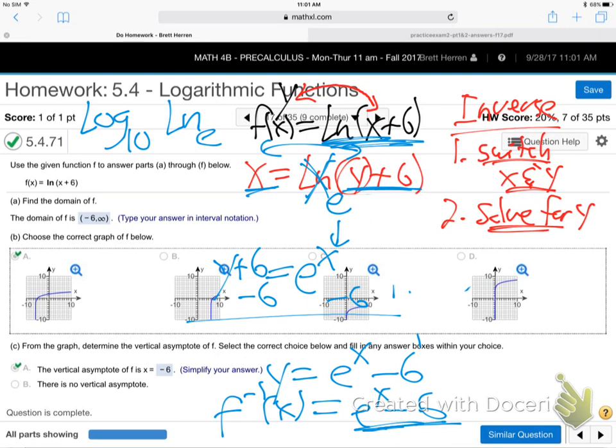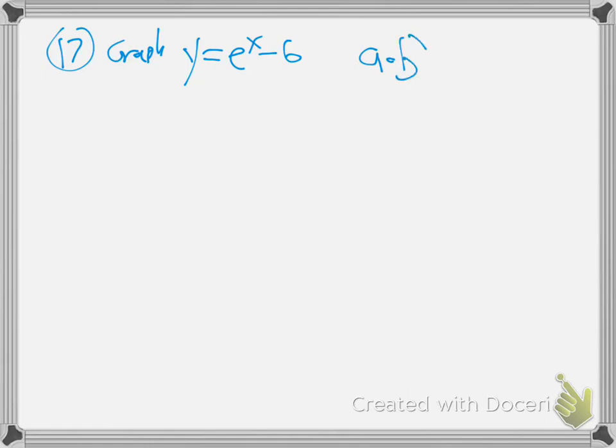Let's pick it up. So we want to graph now e to the x minus 6. That's one of the last things they'll ask us. Number 17. So now graph y equals e to the x minus 6. So how do you graph that? We learned a times b to the x plus c, how to graph an exponential in general. How do you graph an exponential in general?